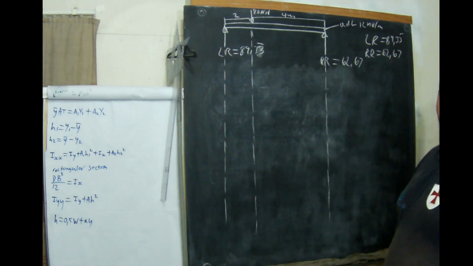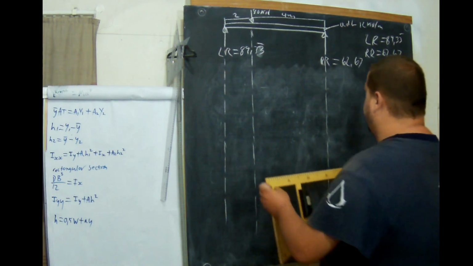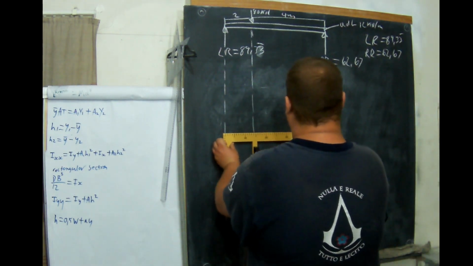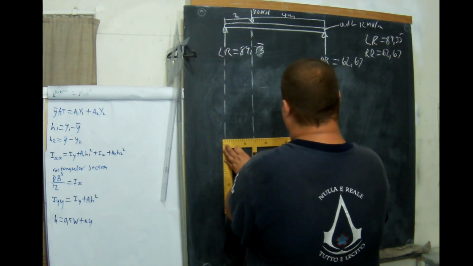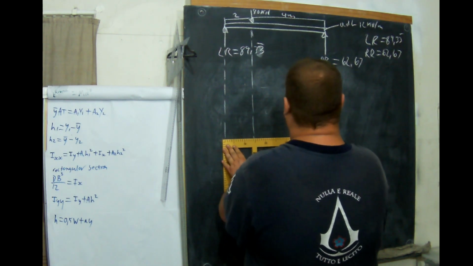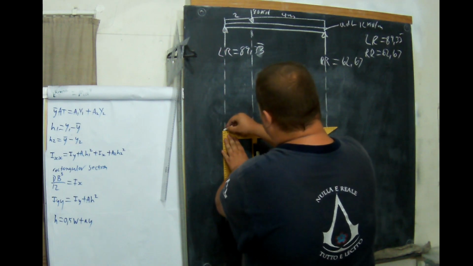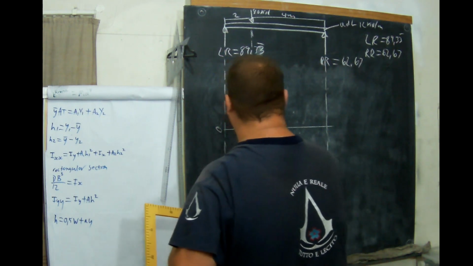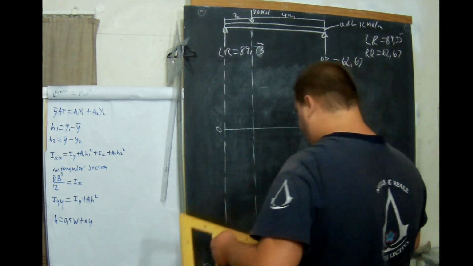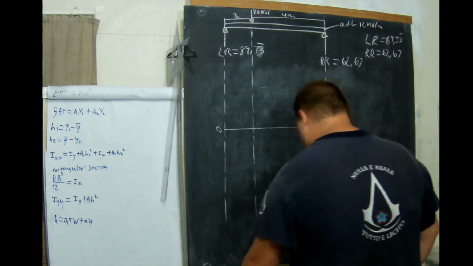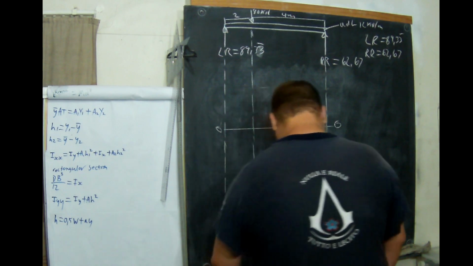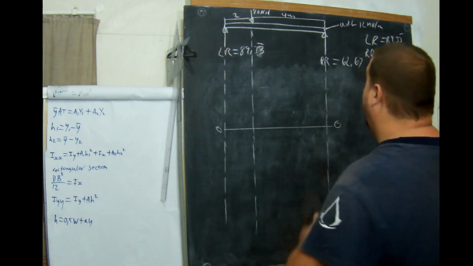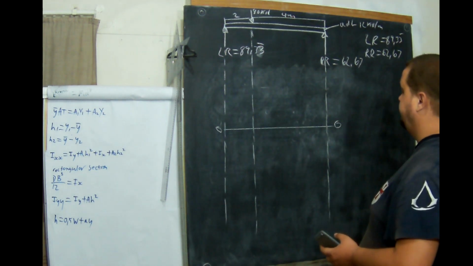Okay. Now we have our lines. Now we're going to have a line of 0, 0. Now we need our calculators for this. Okay. Because this is how it works.